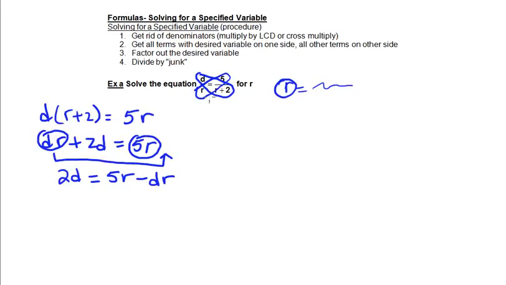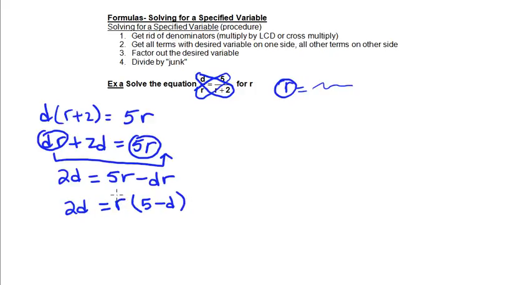Step 3 says factor out the desired variable. So our goal in all of this was to get r by itself. And one thing that we can do is pull r to the front because it occurs in both terms, and that was on purpose. We deliberately put all the terms with r on the right. So when we factor out r, inside the parentheses we're left with 5 minus d, and then we still have our 2d on the left.